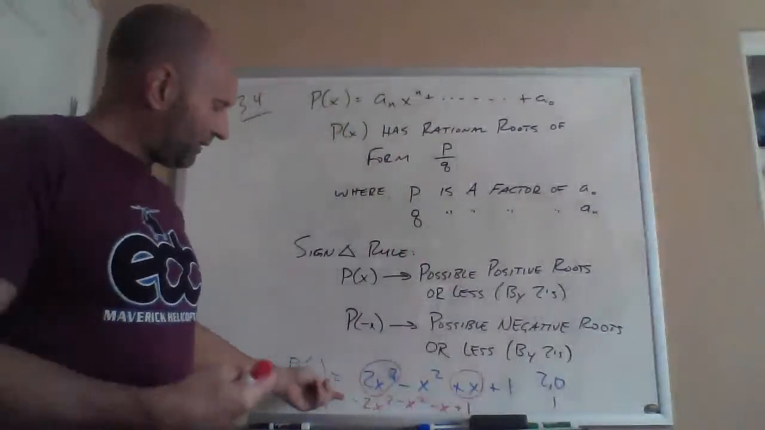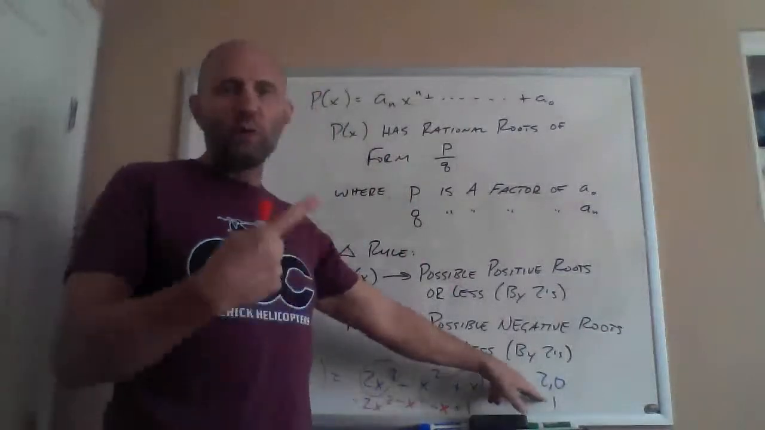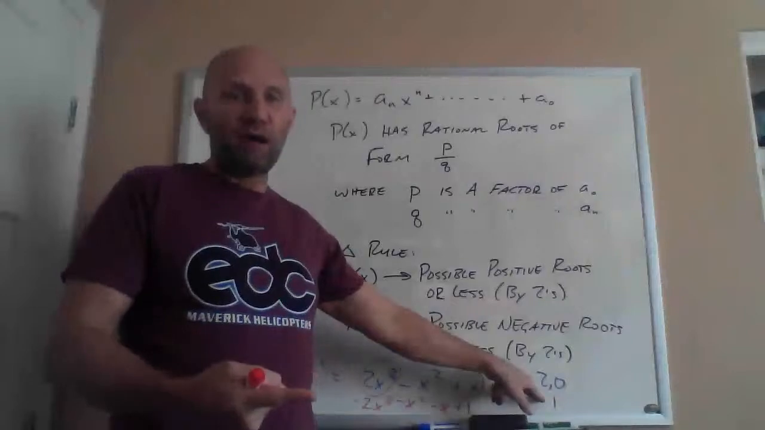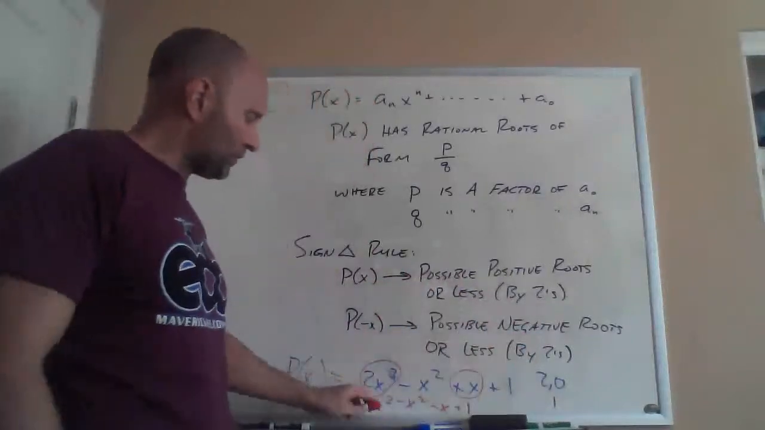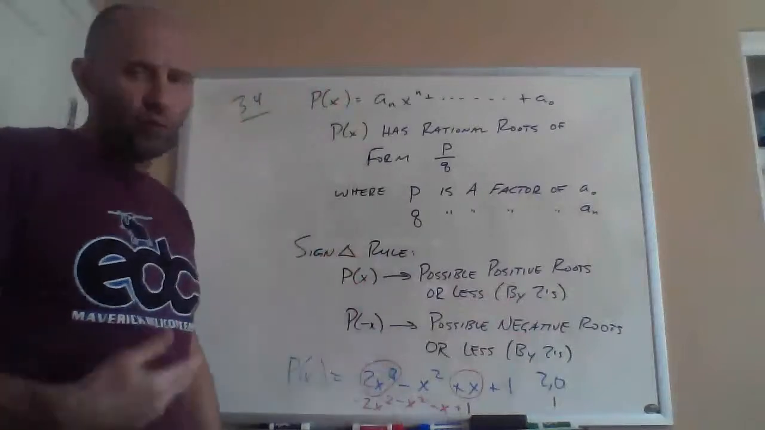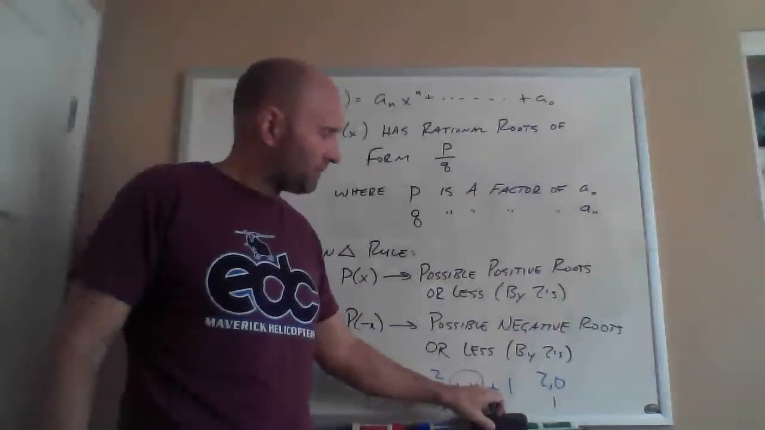So if I was working this problem, I would try to find the negative roots first because there's only one of them. As soon as I find that root, that's it, I'm done. I don't have to check all the other combinations. So that's why this sign change rule can save you a little bit of time.